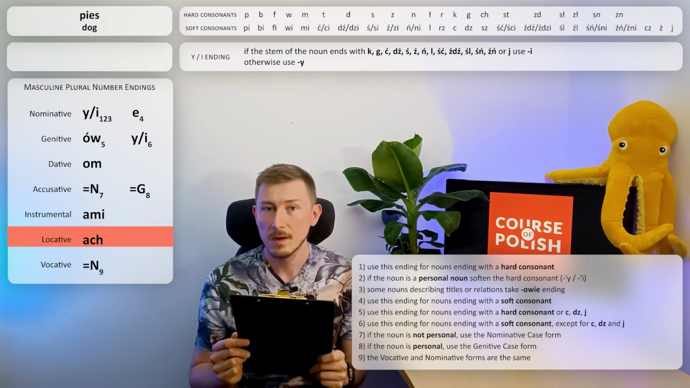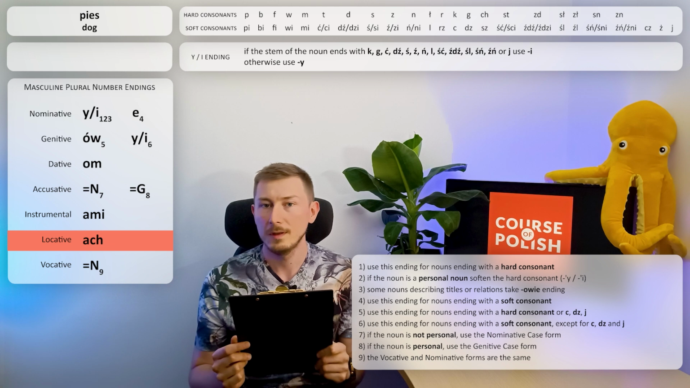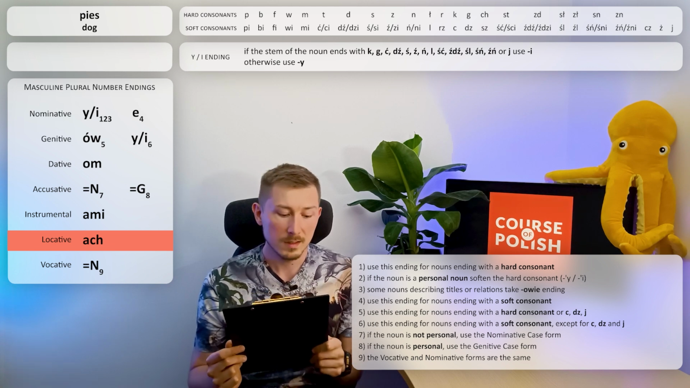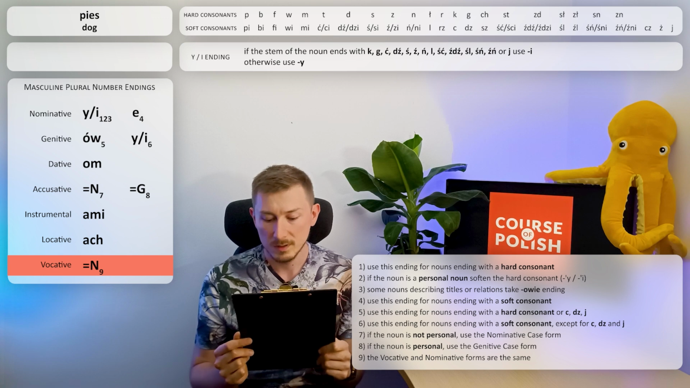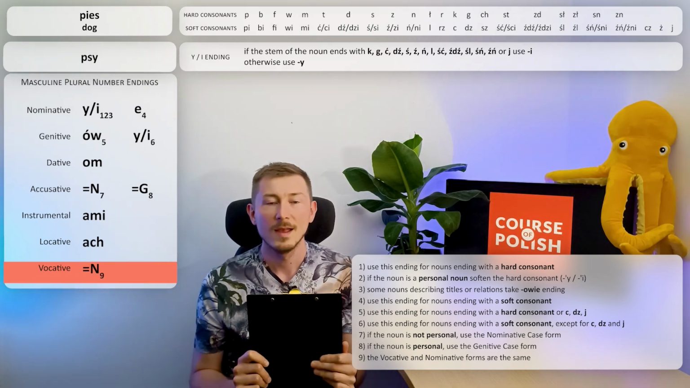Next case, locative. Here we also have just one option, ach, so the form will be psach, psach. And the last case, vocative, it's the same as nominative, so it will be psy, psy. And that was the entire declension of the word pies.